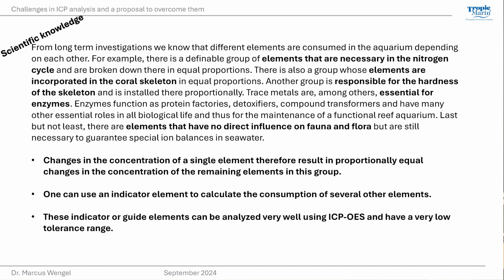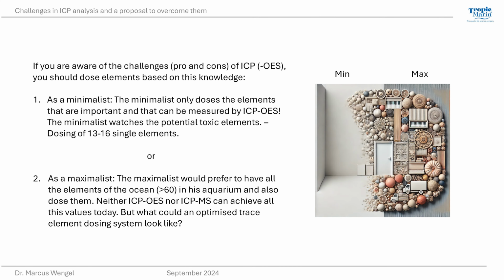So changes in concentration of single elements result in proportionally equal changes in the concentration of the remaining elements in this group. And this is knowledge we got over a long period of time by watching which elements behave the same. So if we know this, we can use so-called indicator or guiding elements to calculate the consumption of several other elements. The indicator or guide element can be analyzed very well using ICP-OES. We use elements which we know can be analyzed very, very well in ICP-OES, and then we can dose the whole group. We can calculate the values of the whole group.